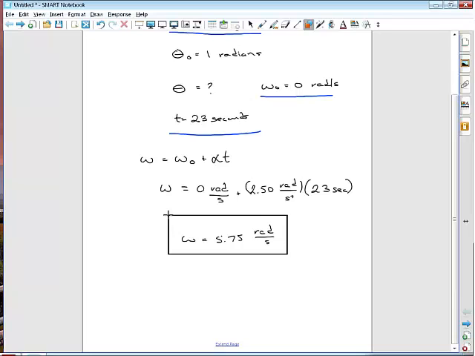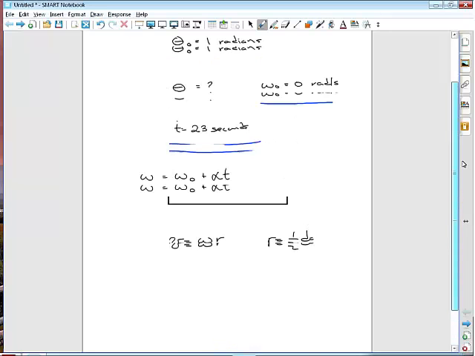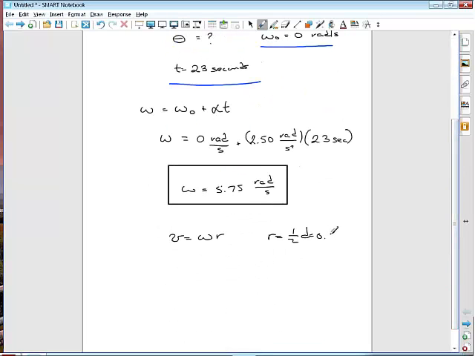Okay, the second part of the question asks for the linear velocity and tangential acceleration of P. The relationships between angular and linear speeds are as such. We have that v, the linear speed, is equal to the angular speed times the radius. We were given the diameter, so the radius is going to be 1/2 the diameter. If we go back to the beginning, it was 0.45 meters, so the radius is 0.225 meters. That's half of 0.45.